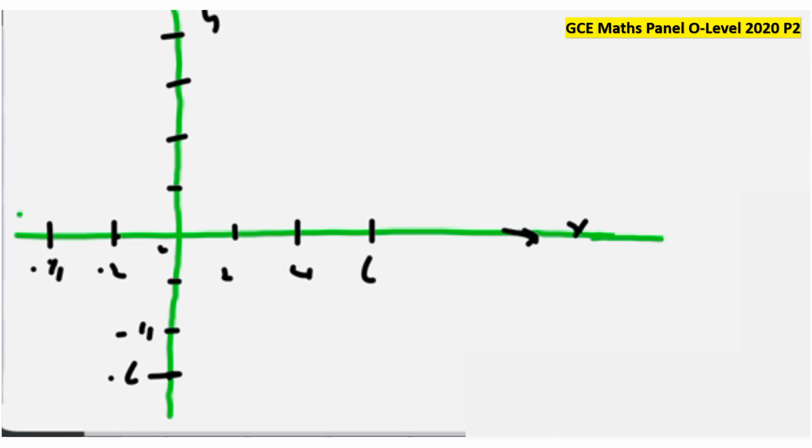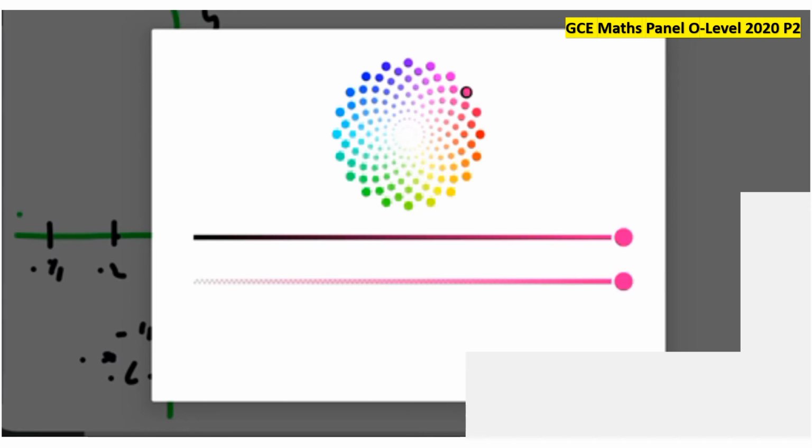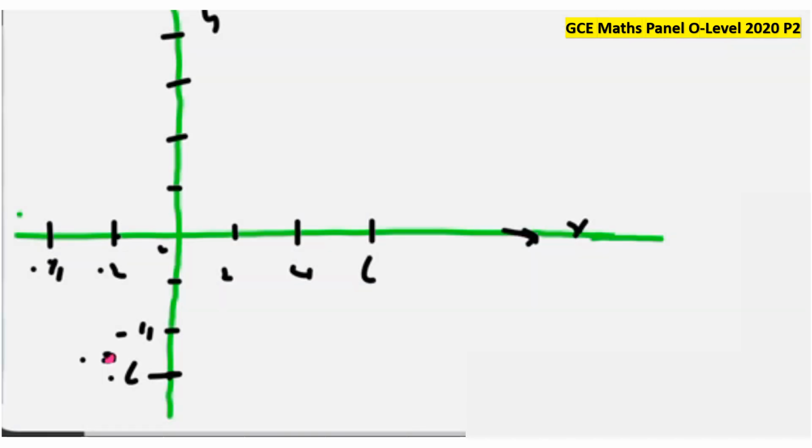So the first point is the point from that table that you have. When x is -2, y is -5. So we have this point. Let me make it in red. The next point, when x is -1, y is 1. So you have this point. When x is 0, y is 5 here.